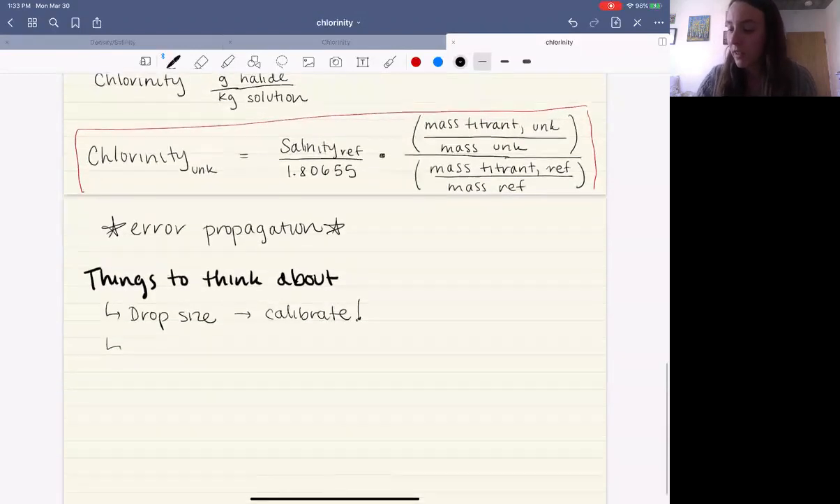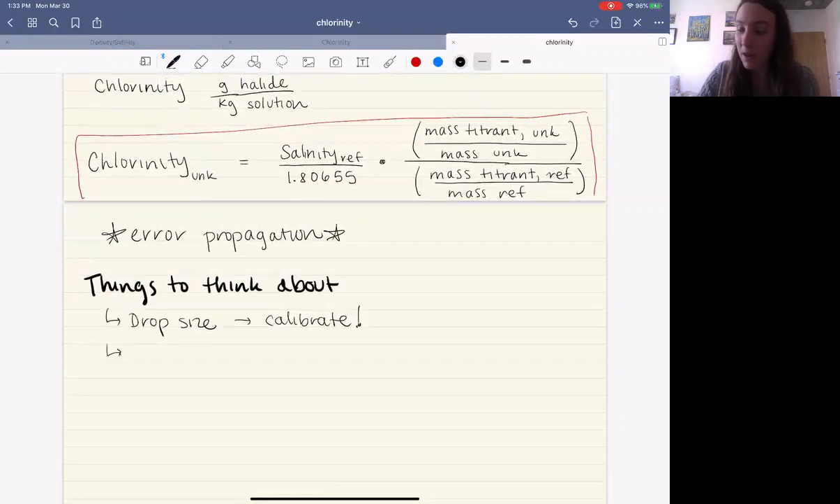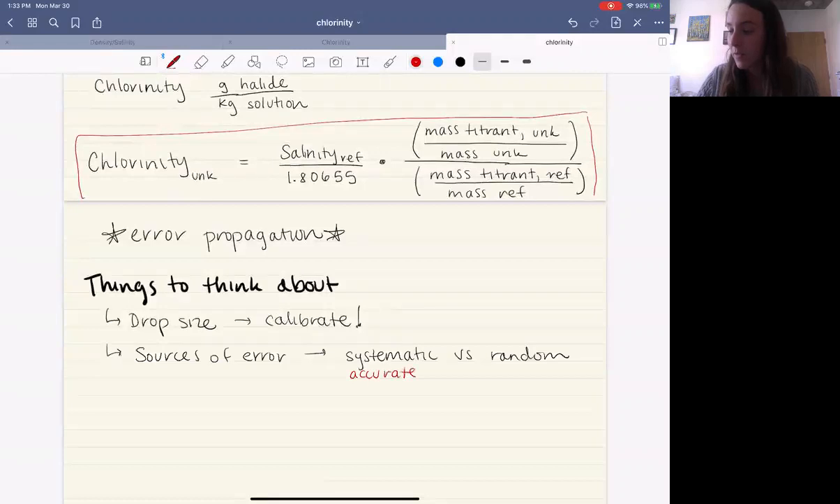As per usual, in your lab report, you're going to want to talk about error. Always break it down into systematic versus random. And remember, when you talk about systematic error or how accurate your experiment was, you want to look at percent error. And for random error, that's precision. You want to use percent relative standard deviation to make any arguments about how precise your experiment was.